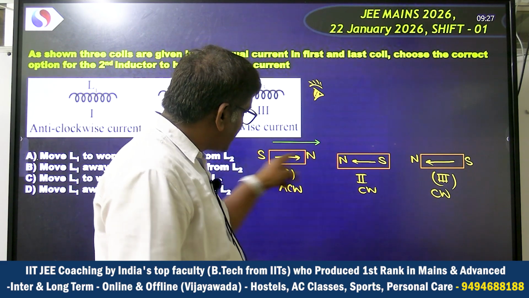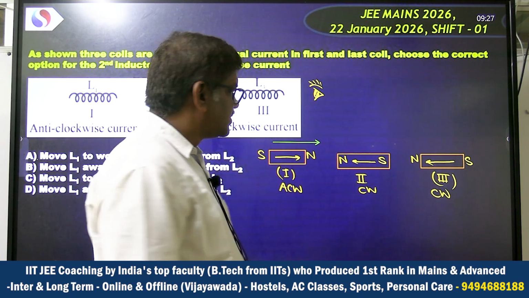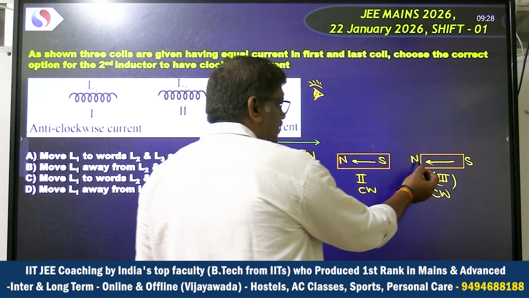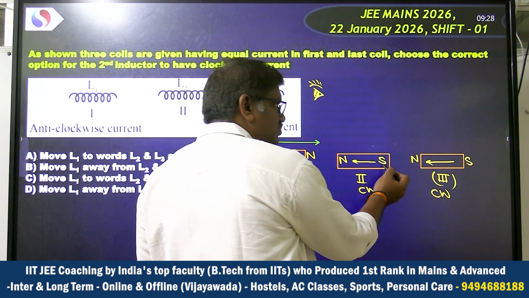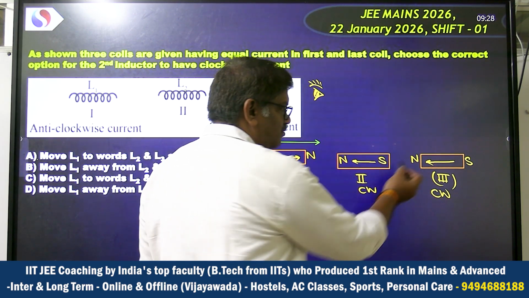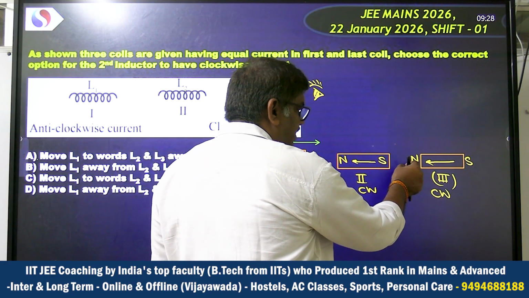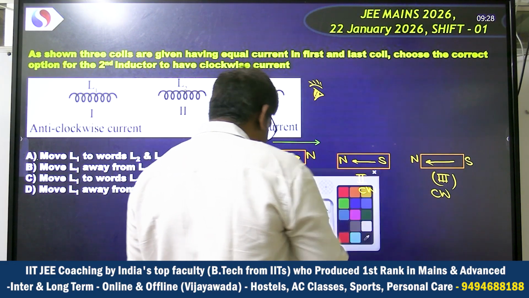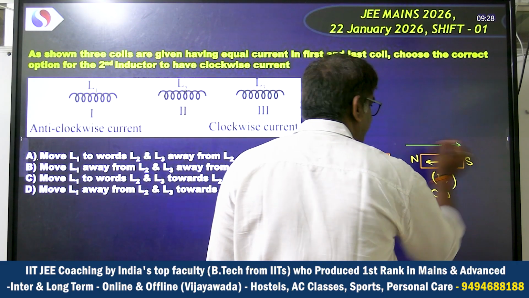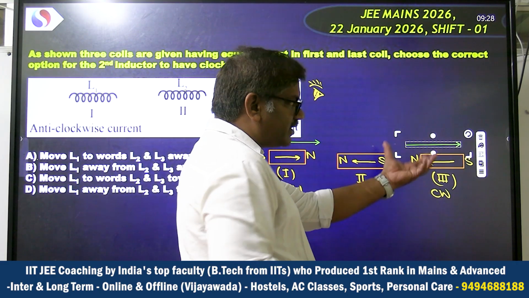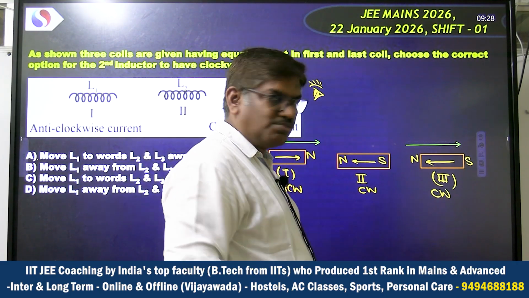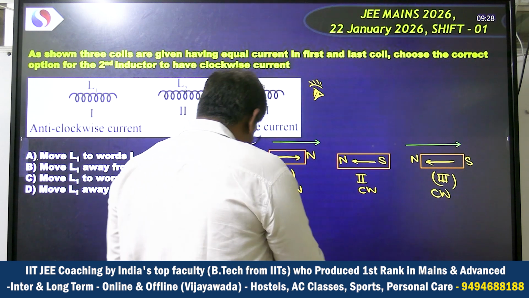That means this L1 should move towards it. Whereas here, if you see, corresponding to this north, it has to produce a south pole. And south pole means attraction. So when will it attract, according to Faraday's law? When this coil wants to move away. If it is moving away, then it tries to attract it, just to oppose that change.